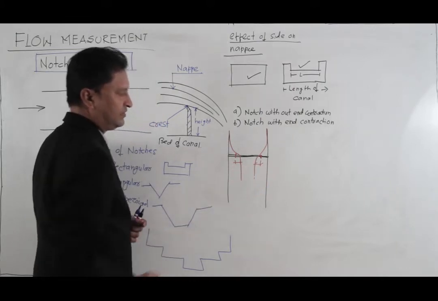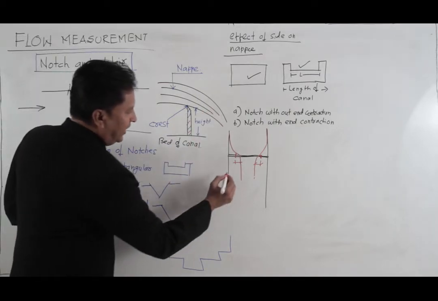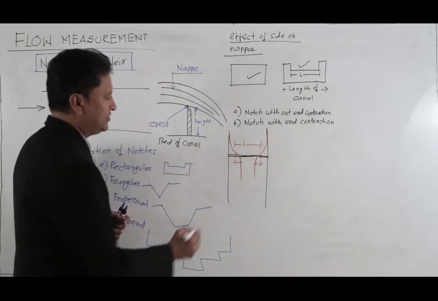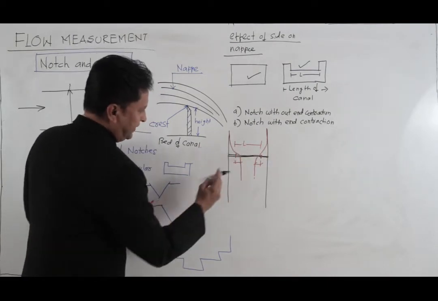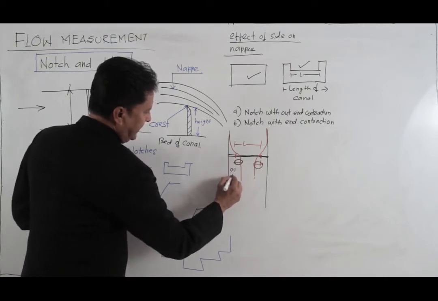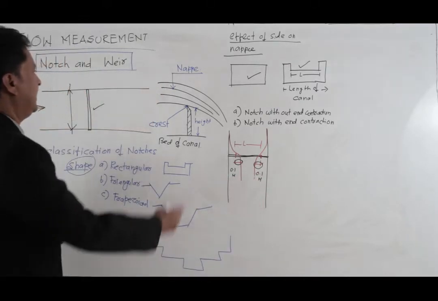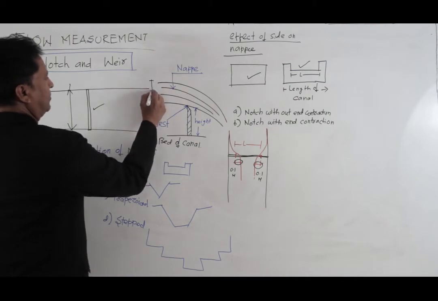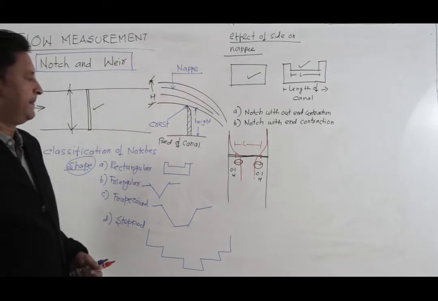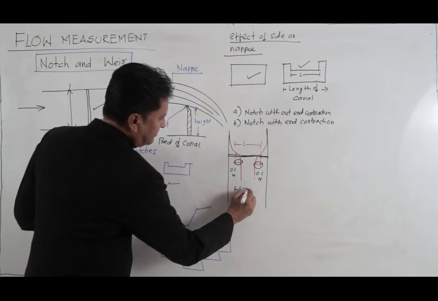So this much part or this much length is reduced because of the end contraction, and if this is L, that is the length or width of the notch, then this part, this one as well as this one will be 0.1 H. H is what? Head is the water depth above the crest of the notch. We call it a head. So your effective length now, instead of L, will be L minus 0.2 H.